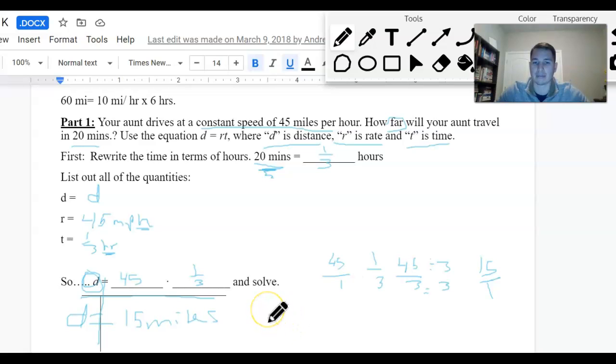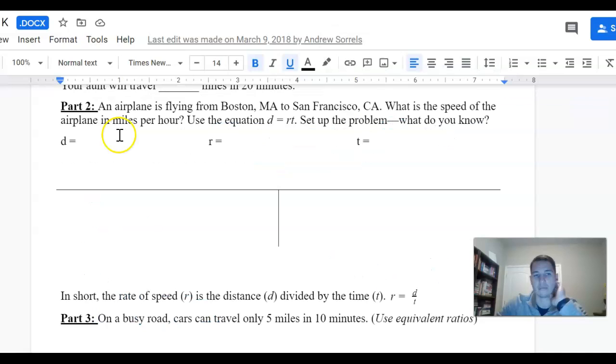There you go. So that was a problem where the rate and the time were given and you were able to solve for the distance. All right, moving on to part 2.